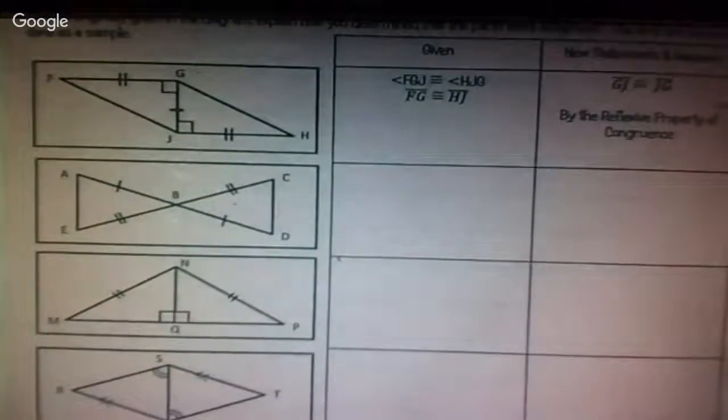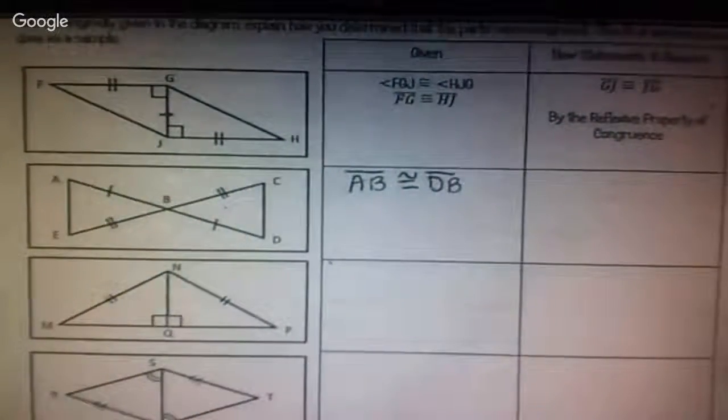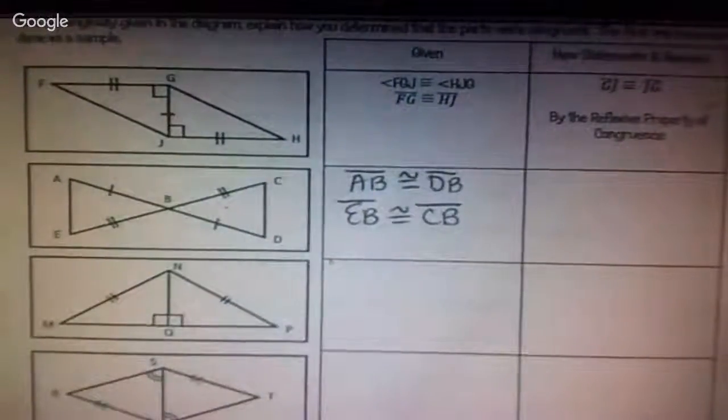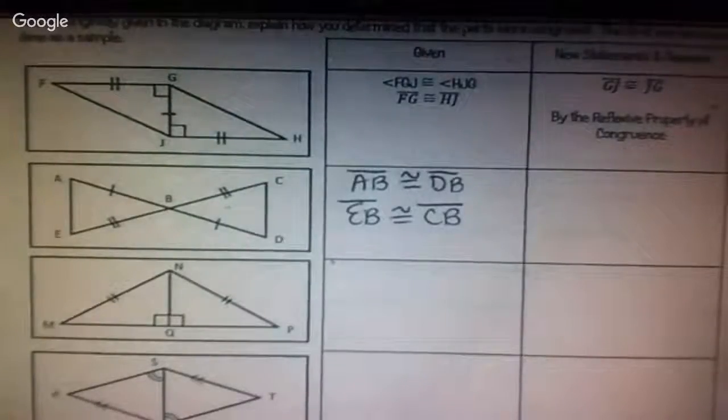Do they show you sides? AB to DB, okay, that's this side here that's marked with a 1 and this side here that's marked with a 1. They also give you another side. So EB is congruent to CB. What piece do you know that is also congruent that they didn't mark?